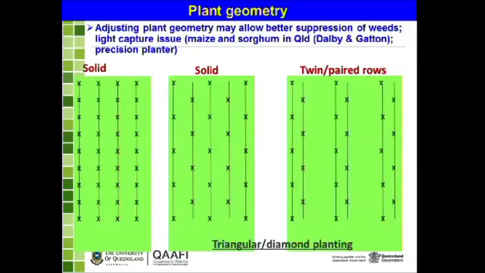This one I found in rice, definitely, for some varieties. And there are always some issues about light capture. But still, I think we need to do what I call triangular planting. Some people call it diamond. So there is a need to do this type of research to manage weeds.